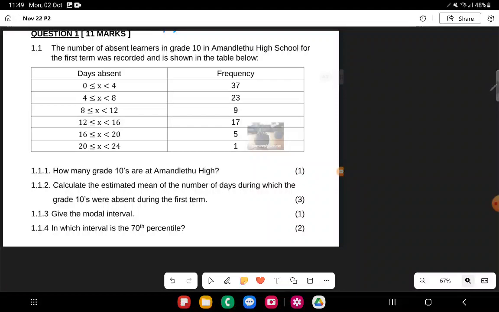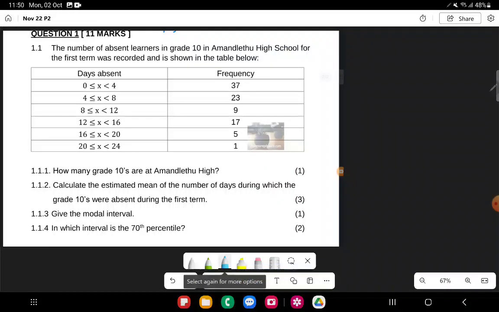Question number 1 is asking how many grade 10s are there at the school. Now this one is pretty simple. All that we're going to do is add up this total. So that gives me 37 plus 23 plus 9 plus 17 plus 5 plus 1 gives me a total of 92. There are 92 grade 10 students.